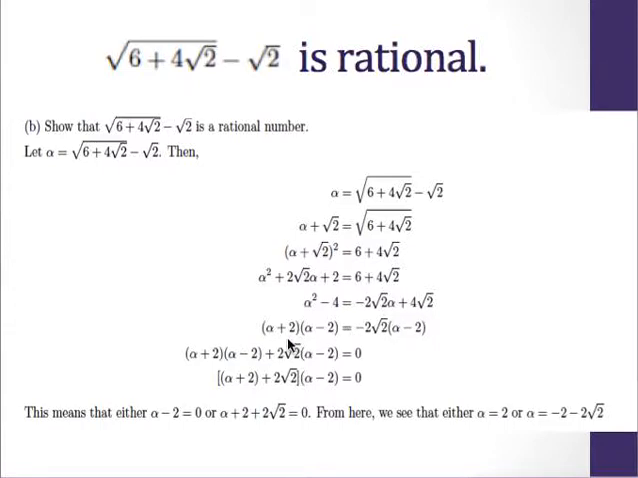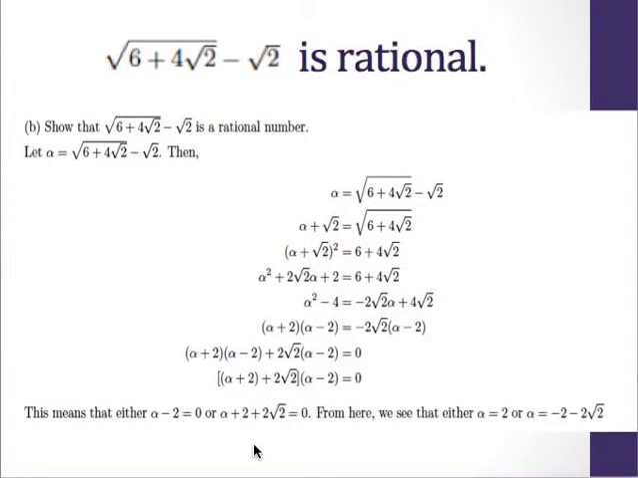On the left-hand side, we can go ahead and factor this, and we get alpha plus 2 times alpha minus 2. And then on the right-hand side, we can factor out a negative 2 square root of 2. So we get negative 2 square root of 2 times alpha minus 2. And then we can go ahead and move everything to the left-hand side of the equation. So we have alpha plus 2 times alpha minus 2 plus 2 square root of 2 times alpha minus 2. And then we see that alpha minus 2 is in both terms, so we're going to go ahead and factor that out. So we get alpha minus 2 times alpha plus 2 square root of 2.